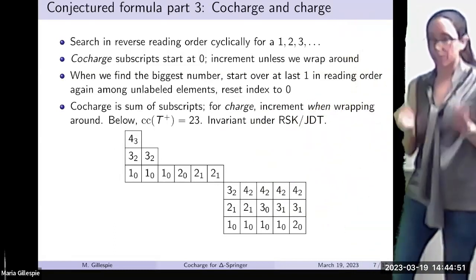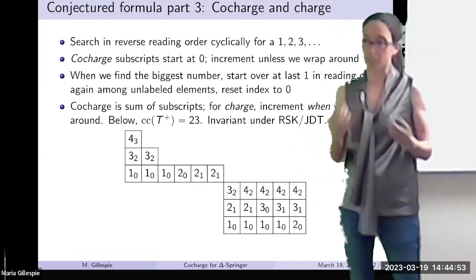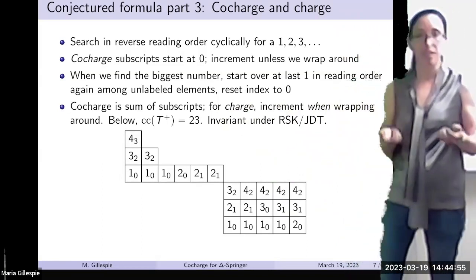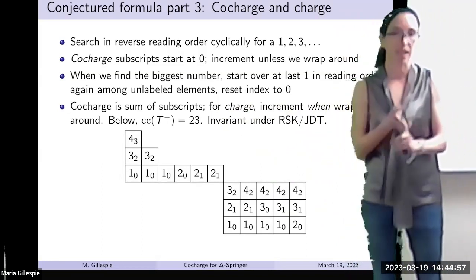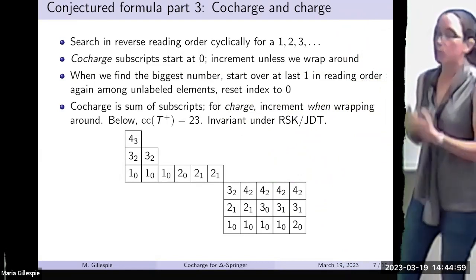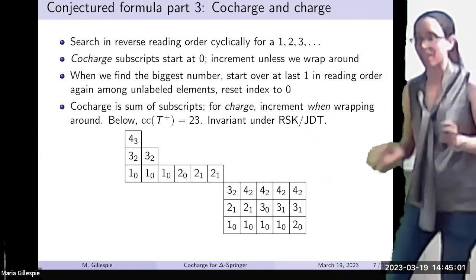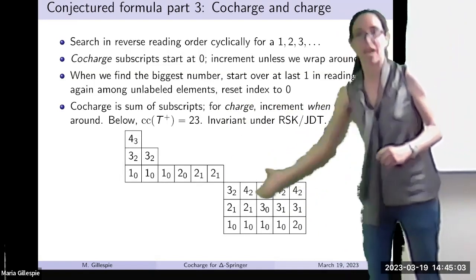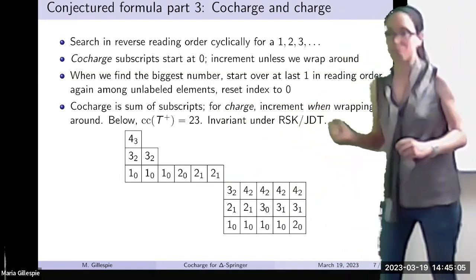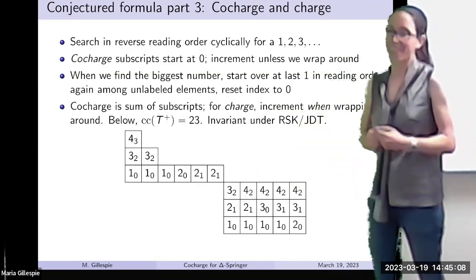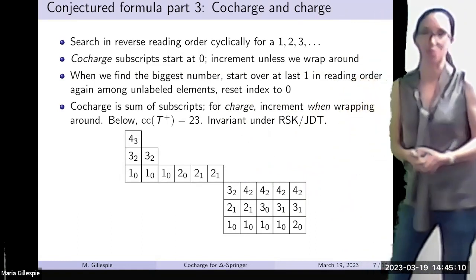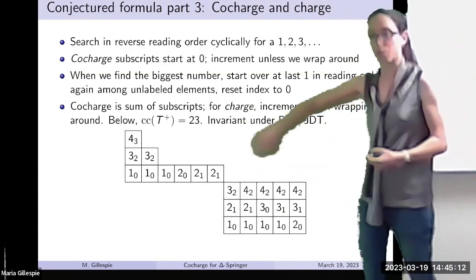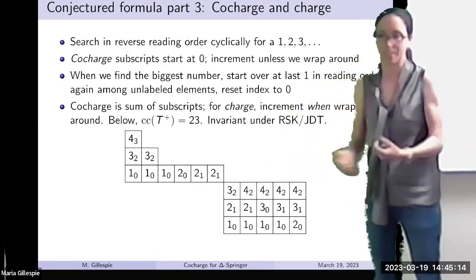And one very important property of charge and cocharge that is already known is that it is invariant under Knuth equivalence, RSK, JDT, the whole plactic monoid, which means it has this fun property that if we literally insert the battery into the device, meaning RSK insert it, then it doesn't change the charge or the cocharge of the entire thing. So we really are inserting a battery into a device and calculating how much charge it has.